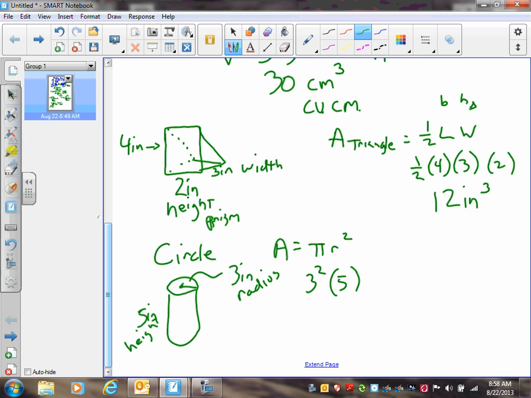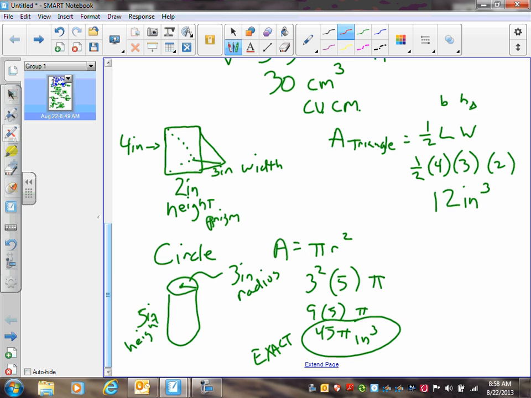I always tell my kids, save pie for dessert. Your mama tells you got to eat that last. Well, do that last, because that's a decimal. That makes your calculations uglier. 3 squared is 9, and 9 times 5 is 45. You still have the pi. The EOI usually tells you in terms of pi. So, in terms of pi, 45 pi inches cubed is my answer. And that is an exact answer.